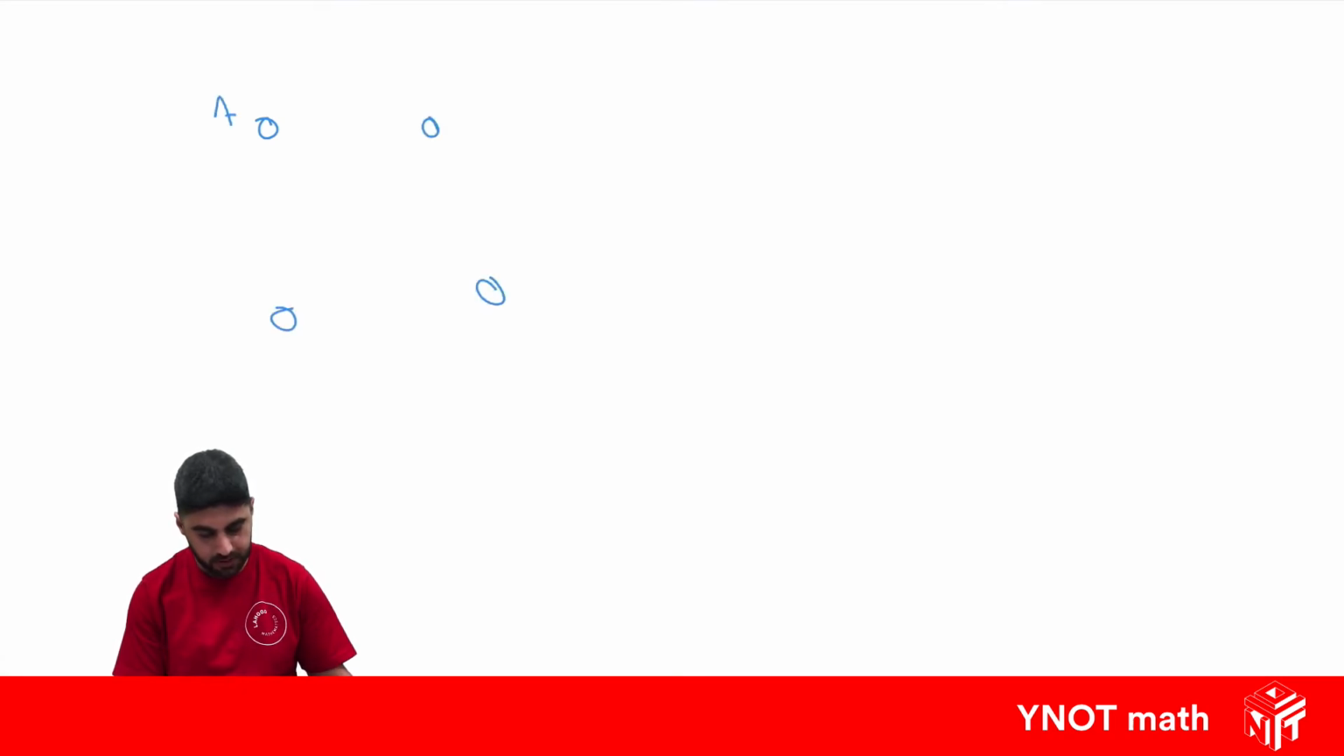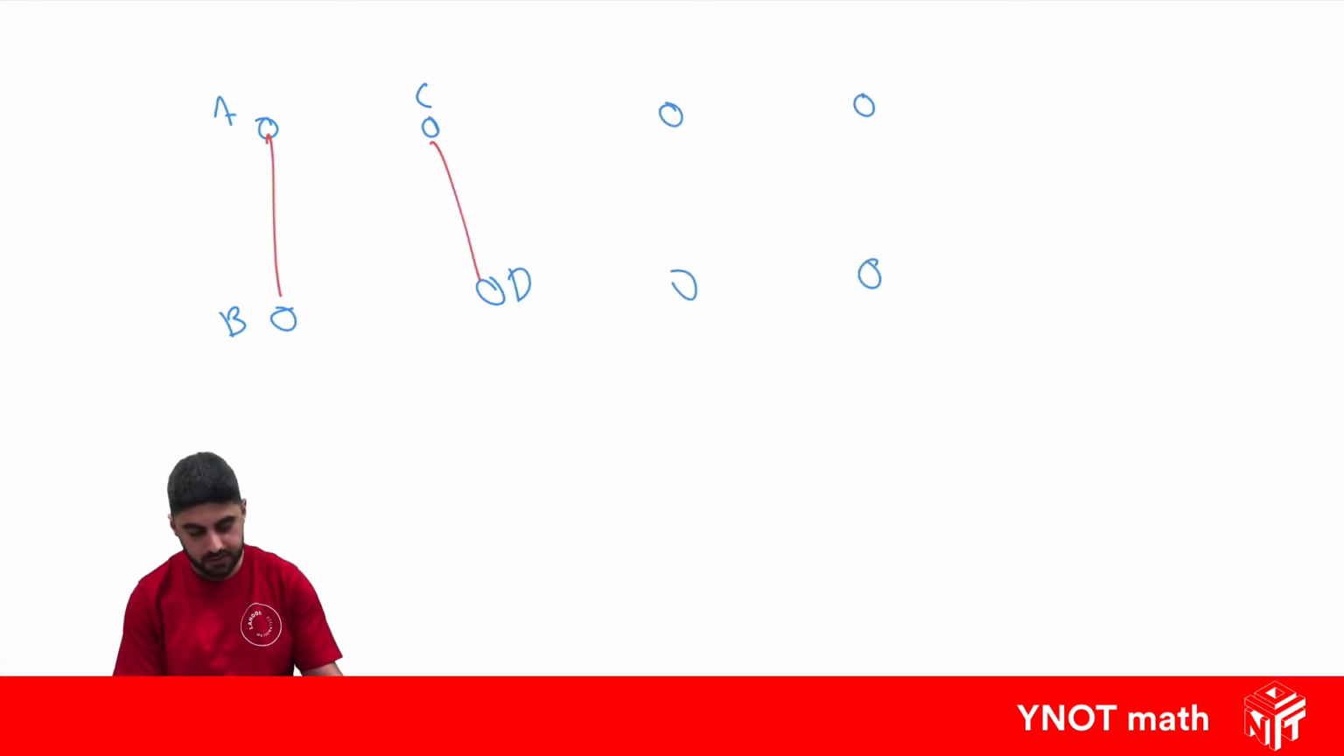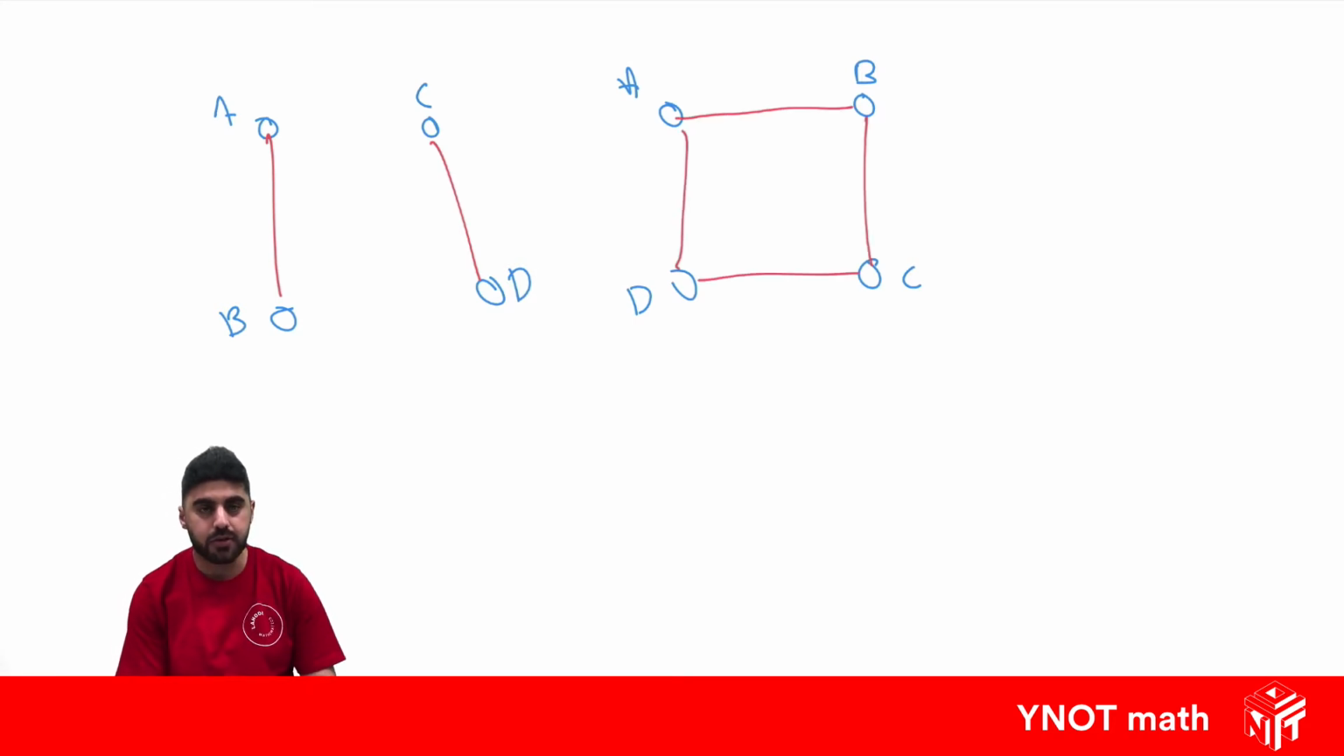So if we've got A, B, C and D, and we connect just those with some edges, this is not a tree because it's not connected. If we have something like this with A, B, C and D and connect these edges all together, this isn't a tree either because it has a cycle.